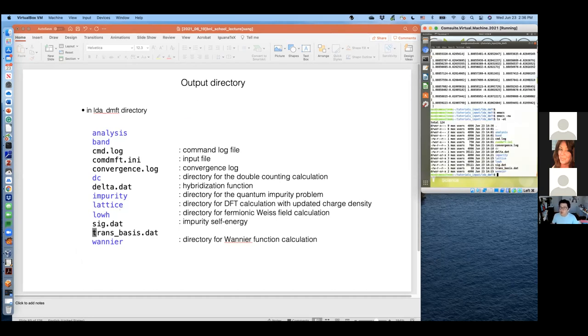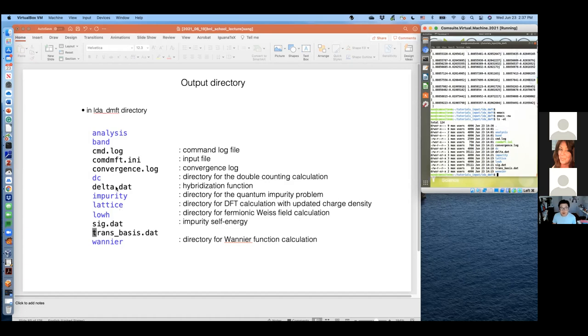So in the output directory, we have all different files. First, the command.log file has all the commands the Python script has run. And this is the input file we have used. And the convergence log file has all the information of the convergence as a function of iteration. I will describe it later. And in the DC directory, we have information about the double counting. In this case, we use a nominal double counting scheme so that its value will be just from that equation.